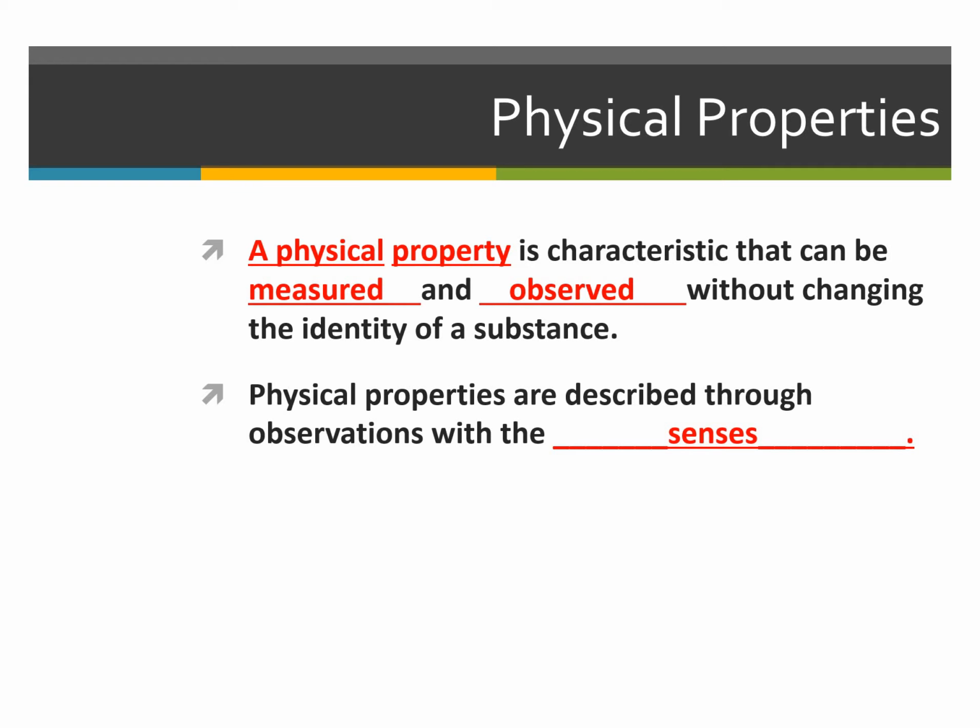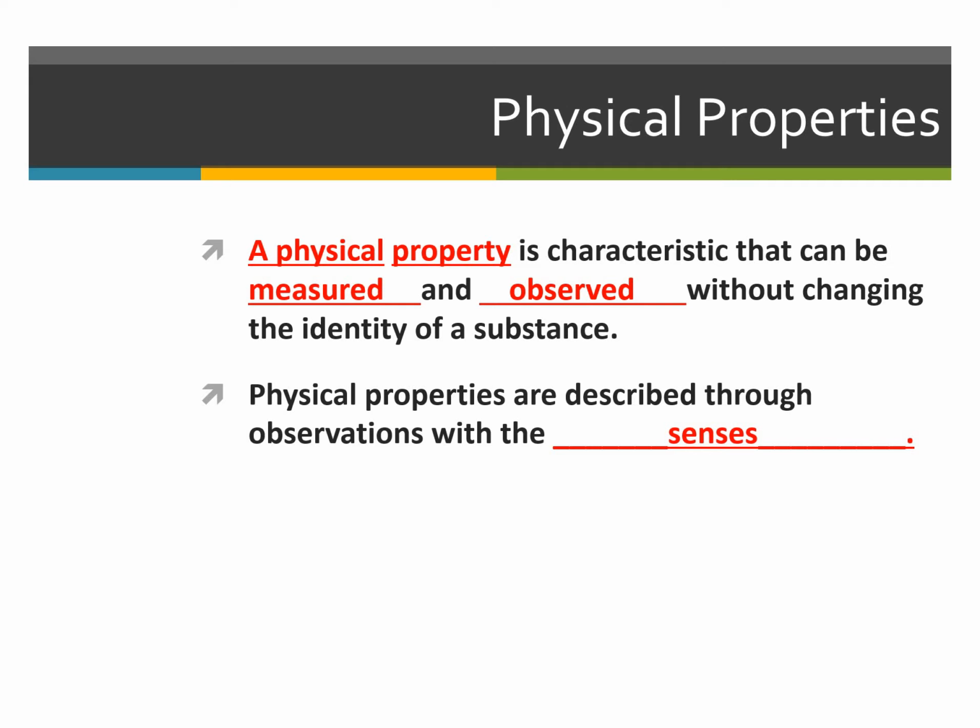Physical properties. Now, a physical property is a characteristic that can be measured and observed without changing the identity of a substance. Once again, the key thing here is we can measure it or observe it without changing the identity. That means if I start off with something at the beginning, it's going to be the same substance at the end.